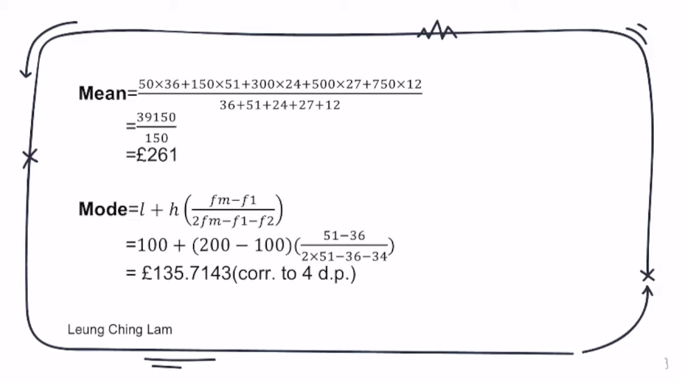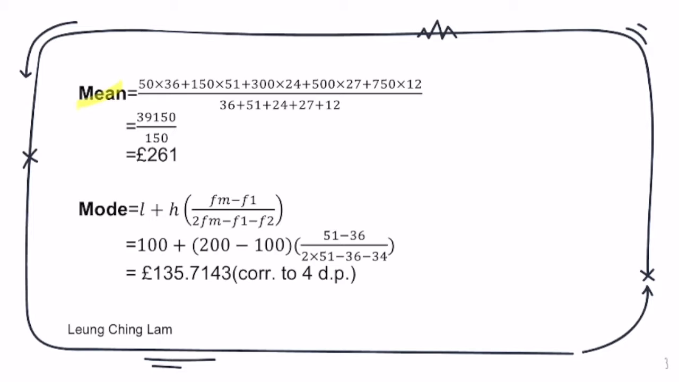For each of the balance, we need to find the midpoint since it's a grouped data. One example is 0 plus 100 divided by 2. Then it would become 50 times 36 and do the same thing on each of the balance, so the equation of this will appear. The answer is 261 pounds.